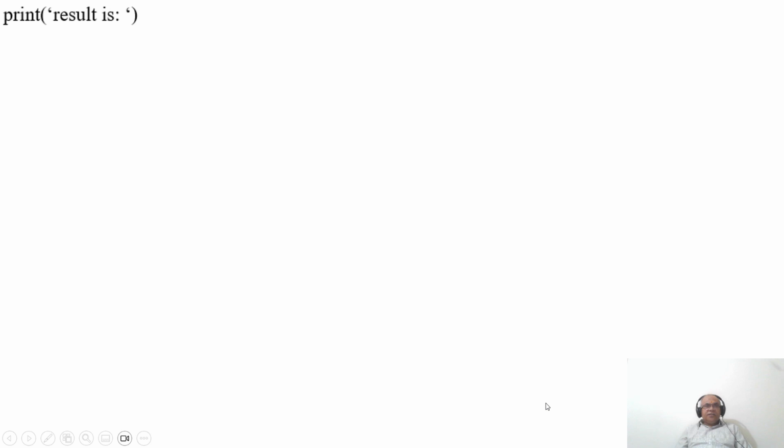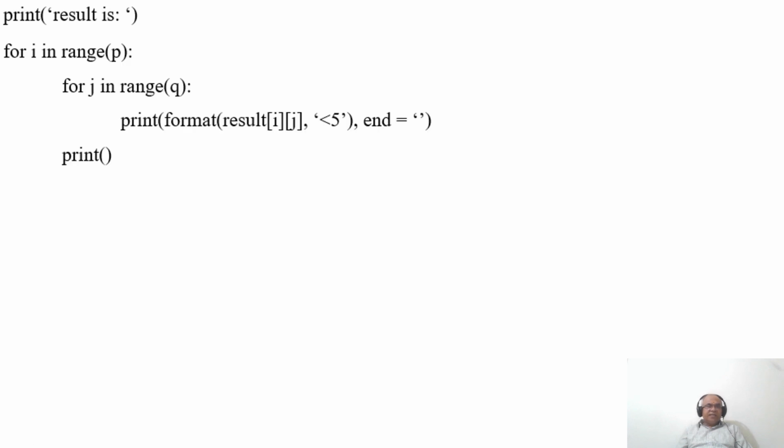So once you do that, now I want to enter the result. Print the result is for i in range p, for j in range q, print format result of ij. Of course, this is what we have already explained in all my earlier videos, and when I took up the printing of matrix 1, I explained in detail. The same thing holds good, and once we go for the step-by-step procedure, I will explain also. There also we will see.